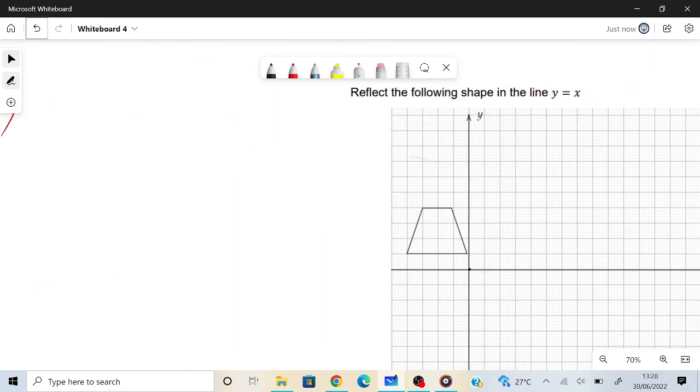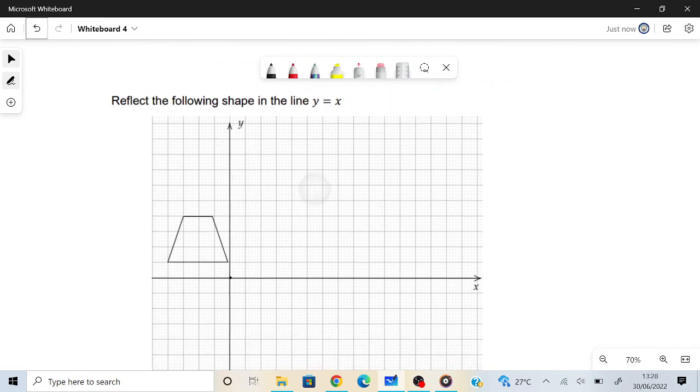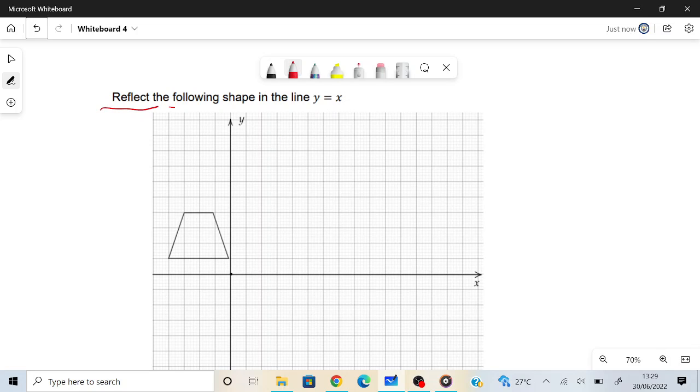On to the next example. This one tells me to reflect the following shape in line y equals x. So our mirror line is y equals x. We know the mirror line y equals x is something like this. It goes through the origin and divides equally between the two, so that at whatever point you intercept the line, y and x are always equal. So let's just do this on this side too.